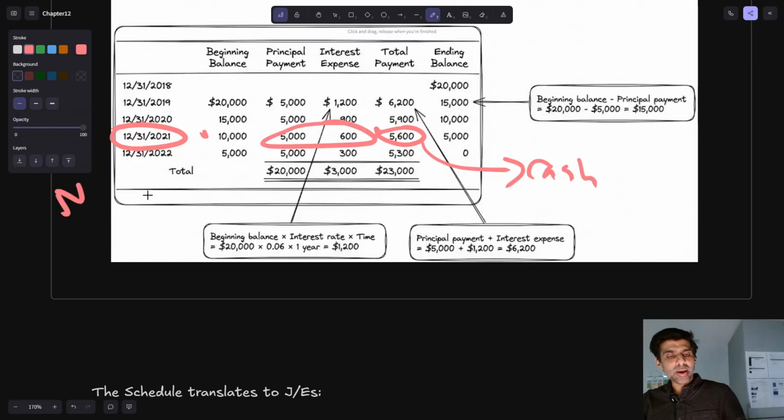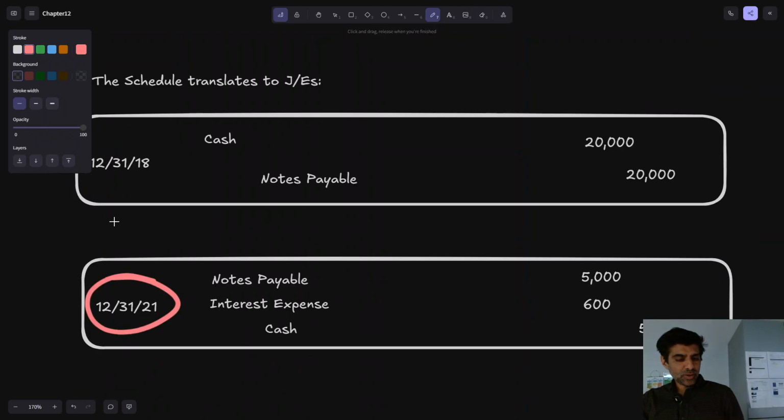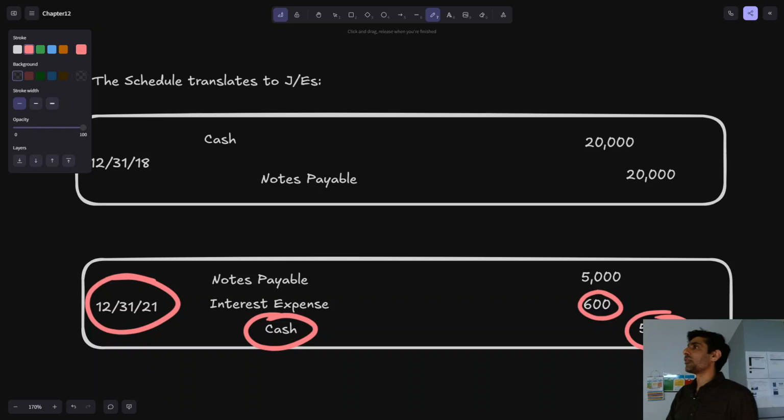We also have the breakup here of what that cash consists of. Some of it is going to go to pay off the note payable. Some of it is going to be expense. So if we look, we see cash 5,600, interest expense 600. Interest is always an expense for us. It's kind of the rent that we're paying for having that bank's money. So we've got to pay rent for it, and we're also going to pay off some of the balance.